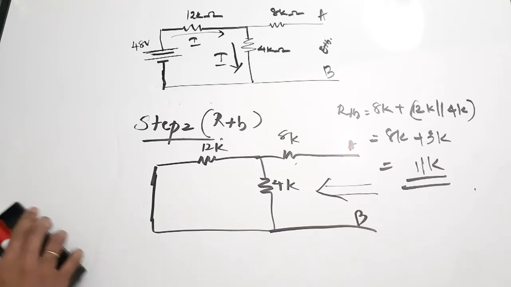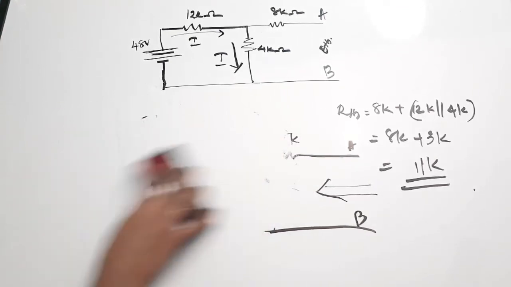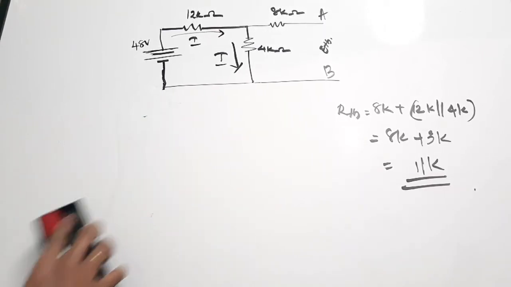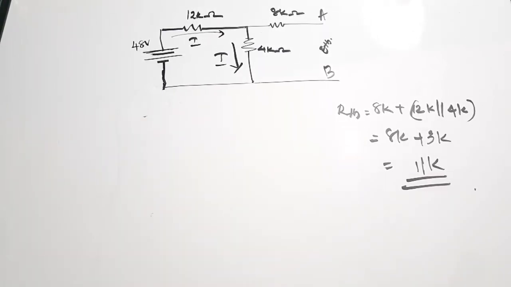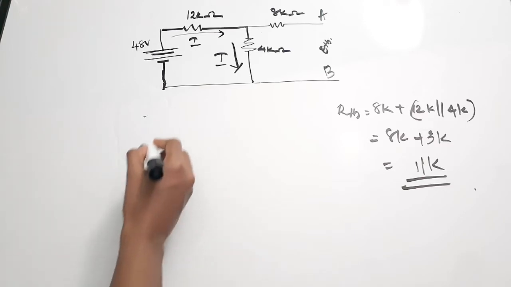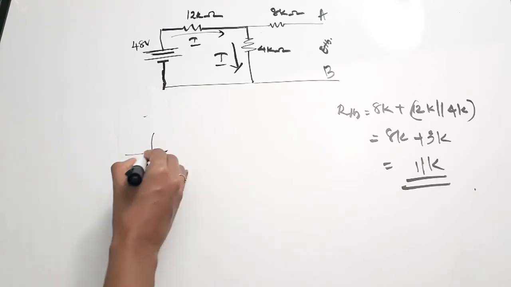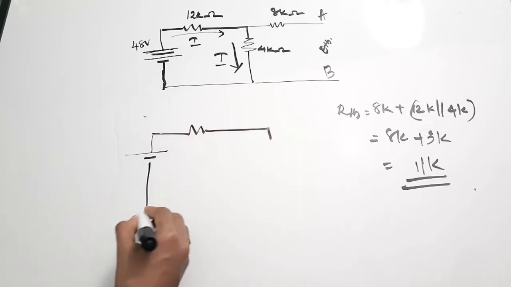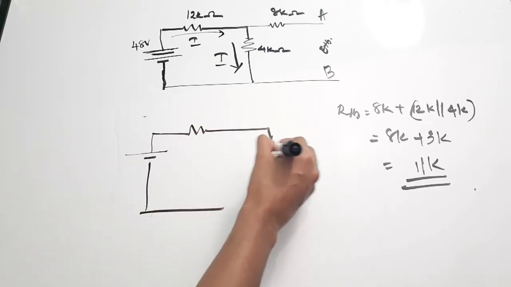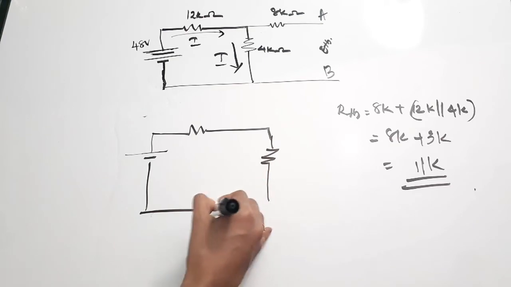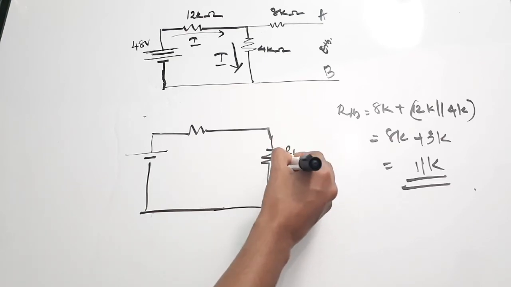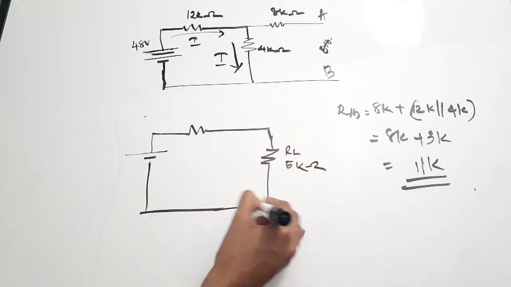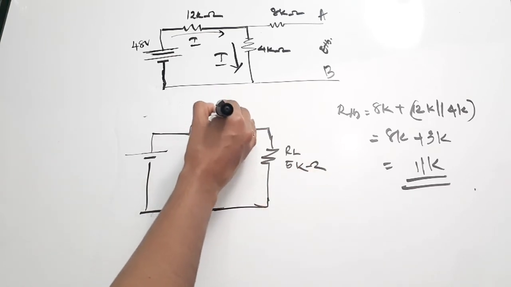Next step is to draw the Thevenin's equivalent circuit. I'm going to draw back the previous circuit which I have drawn, which has only a single voltage source and a single series resistance, and connect back your load as it is, which was a 5K RL, with value 5K ohms. Now this is 11K ohms.